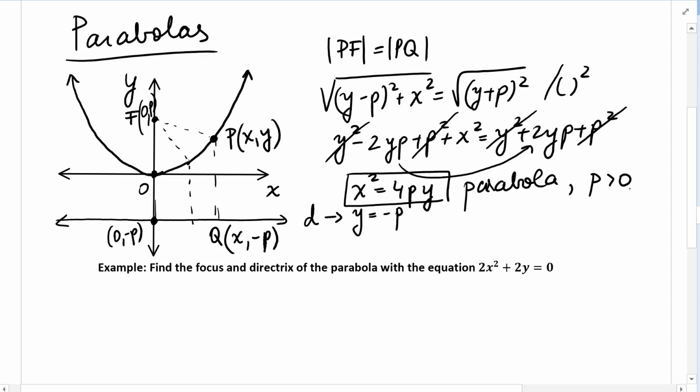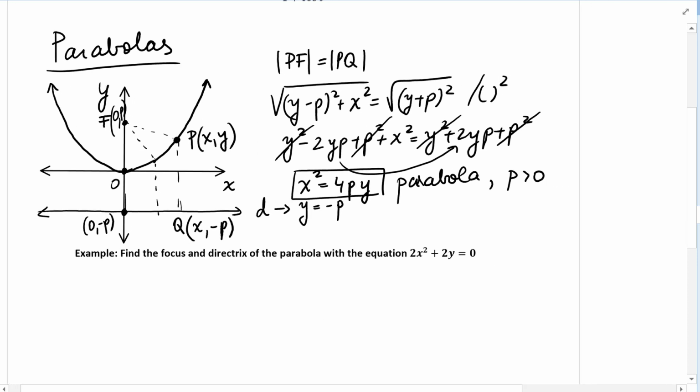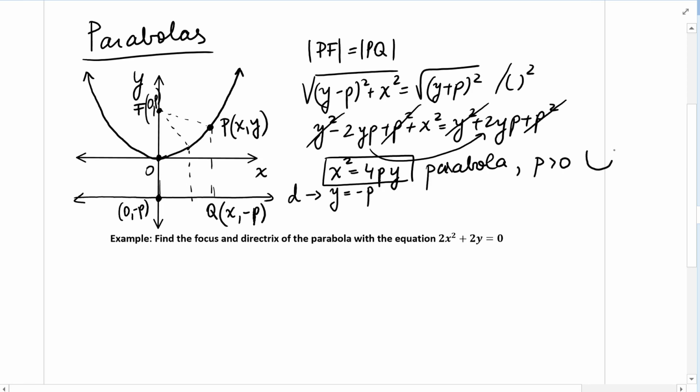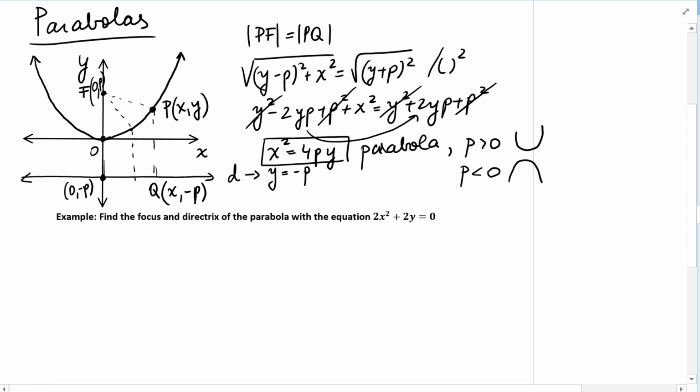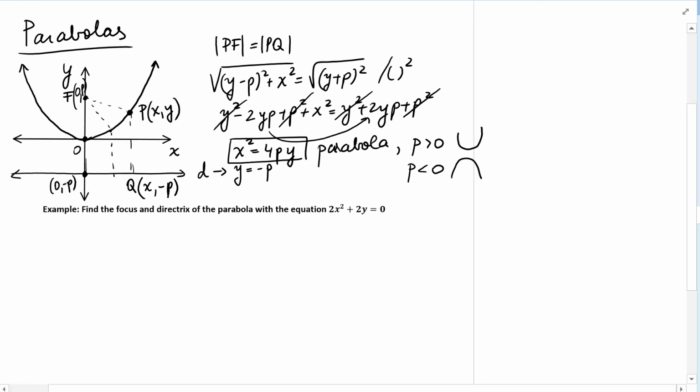So for the graph that I just drew, the parabola looks like this for p greater than 0. Now if p is less than 0, the parabola would look like this. If we are looking at the equation y squared equals 4px, if p is greater than 0, the graph would be shaped this way. And if p is less than 0, the opening would be to the left. So we ended up with the equation of the parabola written in these two forms.